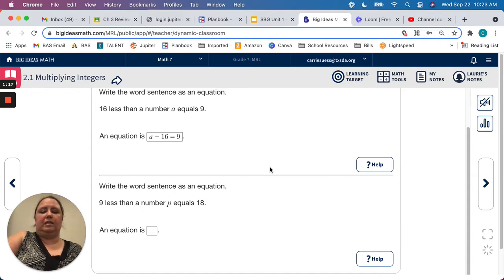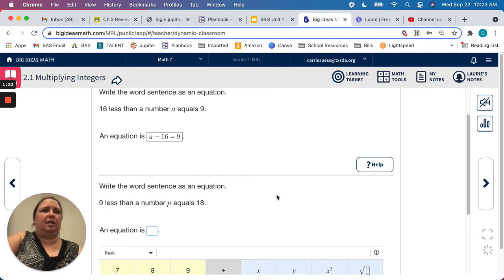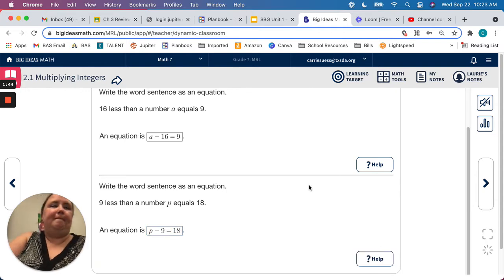Okay, let's do the second one. Write the word sentence as an equation. 9 less than a number P equals 18. Boy, that sounds just like the other one. So which one comes first? P. So I'm going to say P. Joelle, finish it. Minus 9. And Lily, what's the last part? Equals 18. Okay? Any questions?